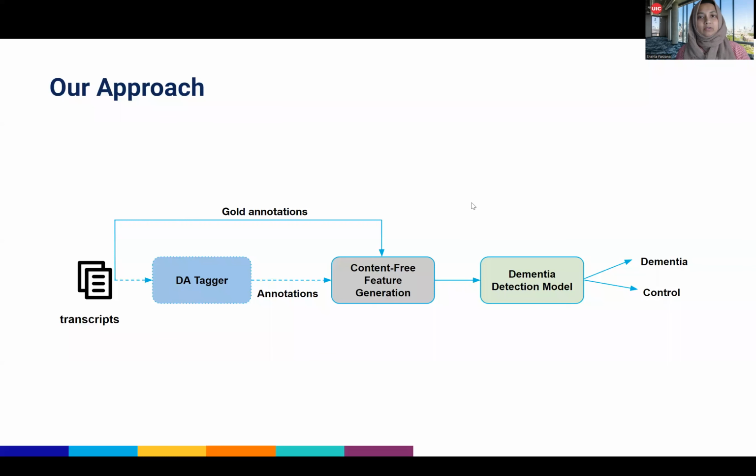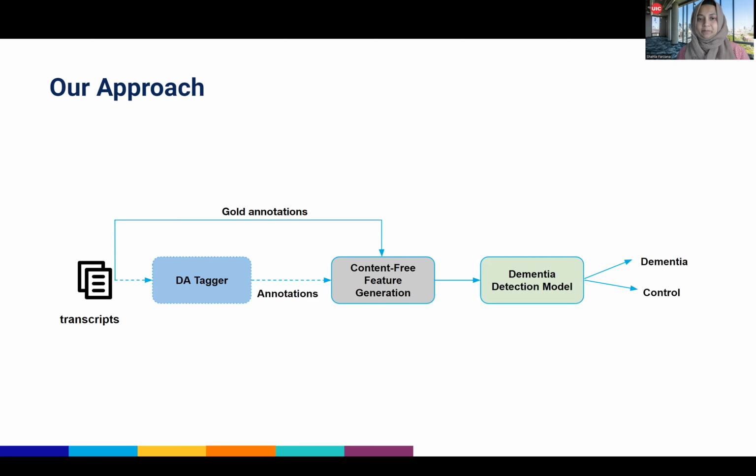To talk more about our approach: first, using the conversational transcripts we have from both of the cognitive tasks, we have collected gold-level annotations of the dialogue act tags for each utterance in the transcripts. And we have trained our own neural-based model on those gold annotations for automating the annotation process.